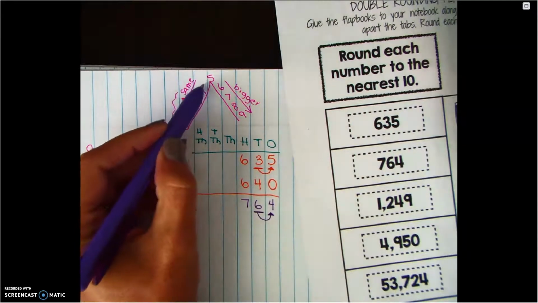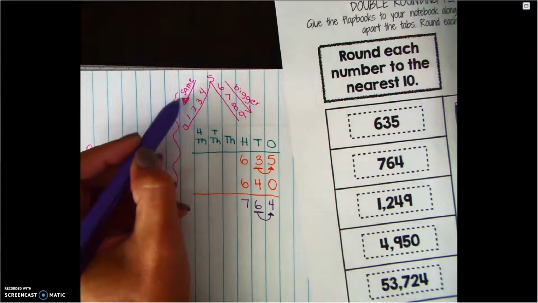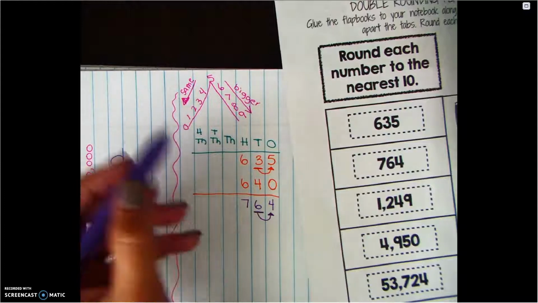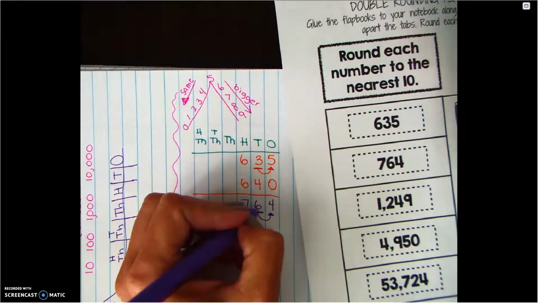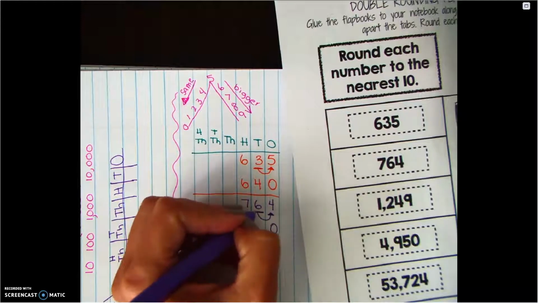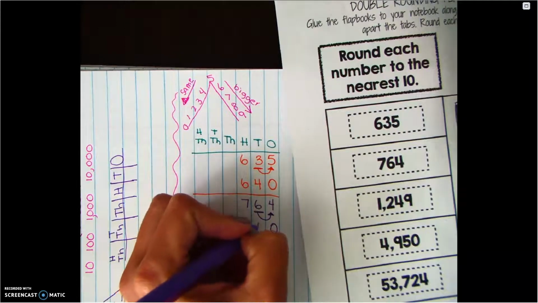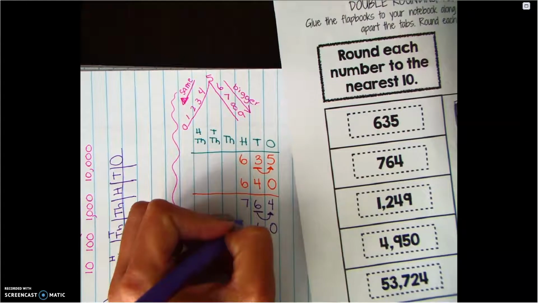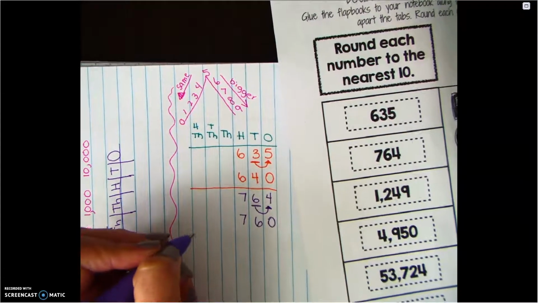Ooh, 4 is right here. So that means my number is going to stay the same. It's closer to the 60. So that means the 4 changed to the 0. 6 is going to stay the same. And then the 7 just comes down.